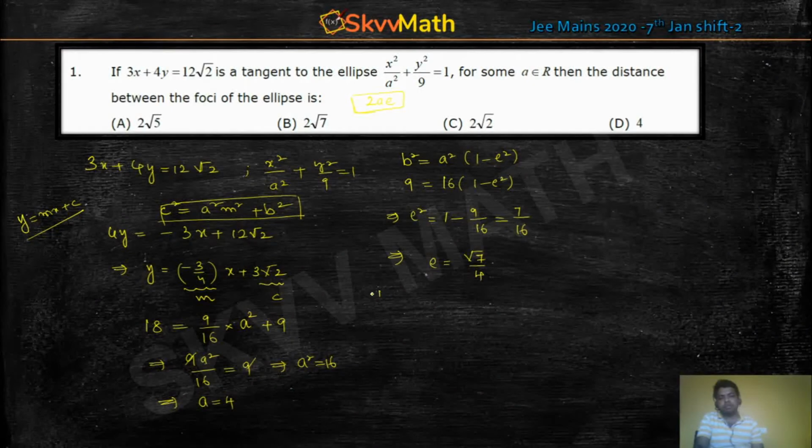Now the distance between foci, what formula do you have? Distance between foci is equals to 2ae.